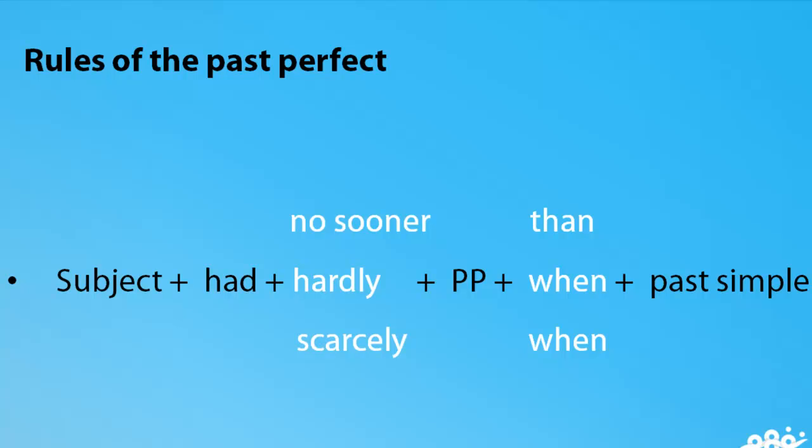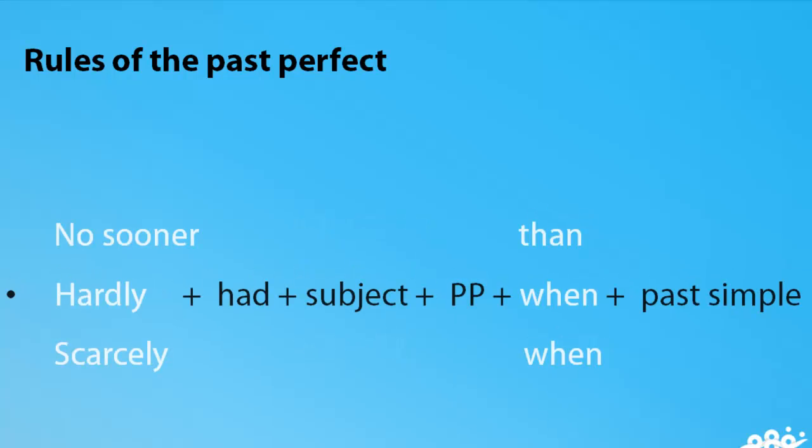We start with the subject, then had, no sooner than, hardly or scarcely when, then the past participle and the past simple. And when we start with no sooner, hardly or scarcely, we put the sentence in the question form. So we say had plus the subject, then the past participle, then the past simple.